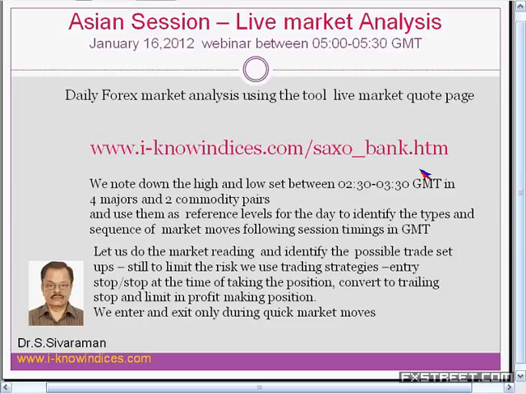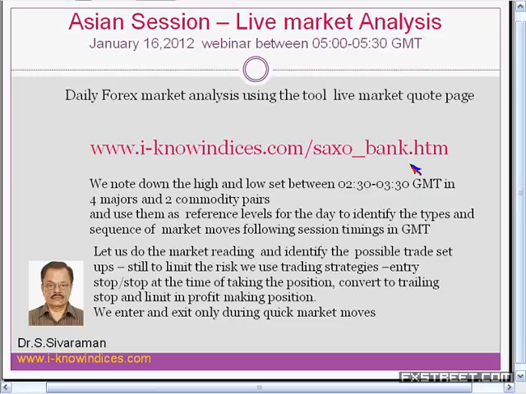Then what the players do, they just widen the spread between the high and the low by making an upward move and a downward move and stabilize it around 3:30 GMT. And that is being used as a reference level by the players for their various purposes. I cannot disclose all here in an open meeting.